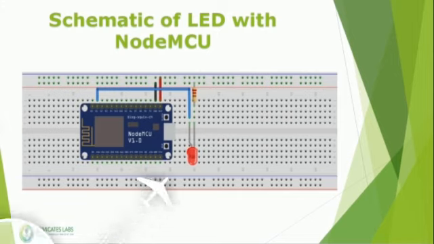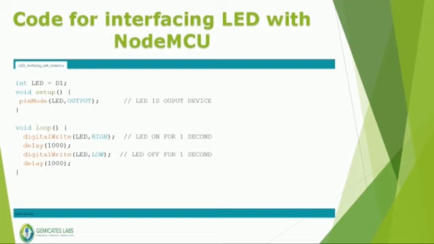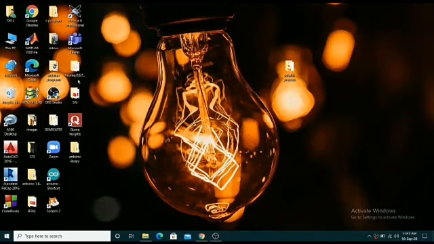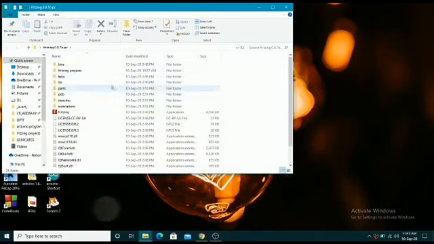Now let us see the code for interfacing LED with NodeMCU. We have initialized LED of int data type with D1, which means digital pin 1 of NodeMCU is connected with LED, and made LED behave as output and made LED high for 1 second and low for 1 second. Now let us see how to interface it.